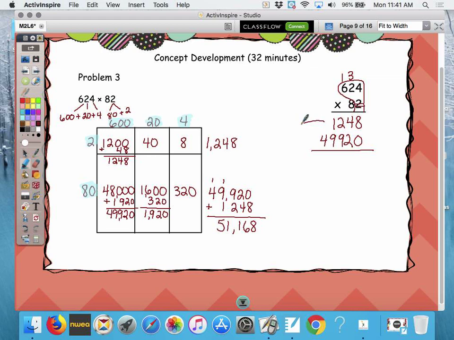Now look at your partial products. Do we have matches? Yes. And if we didn't, there would be an error somewhere. Where do you think the error would most likely be? Standard algorithm or area model? Area model. Most errors occur in the second row of the standard algorithm. Okay, add them up. All right, that's the lesson today.